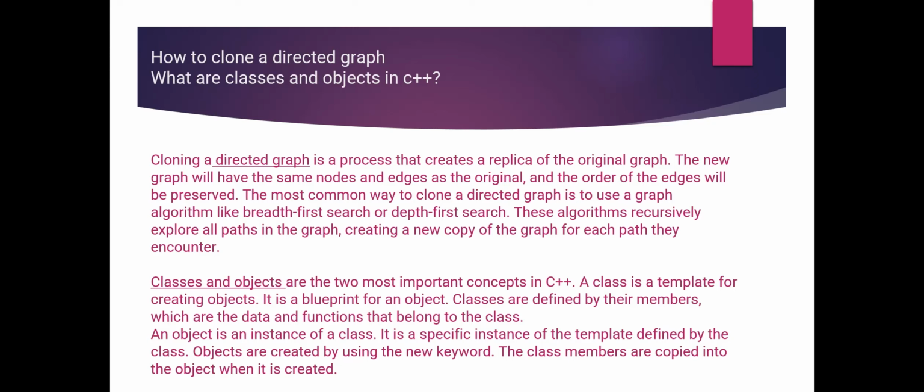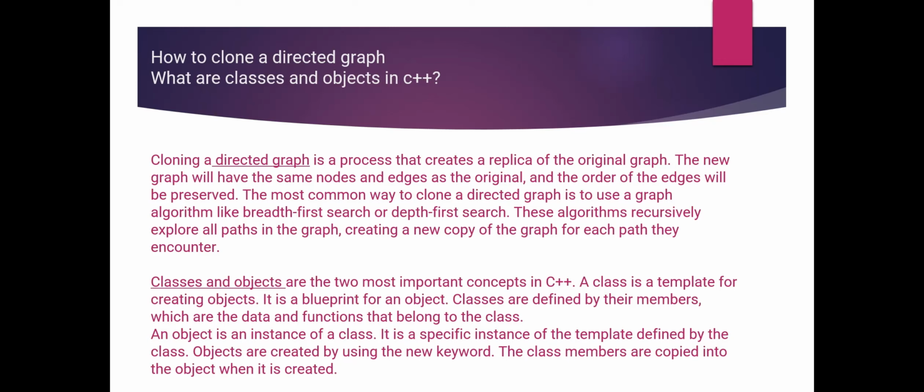65. What are classes and objects in C++? Classes and objects are the two most important concepts in C++. A class is a template for creating objects. It is a blueprint for an object. Classes are defined by their members, which are the data and functions that belong to the class. An object is an instance of a class. It is a specific instance of the template defined by the class. Objects are created by using the new keyword. The class members are copied into the object when it is created.